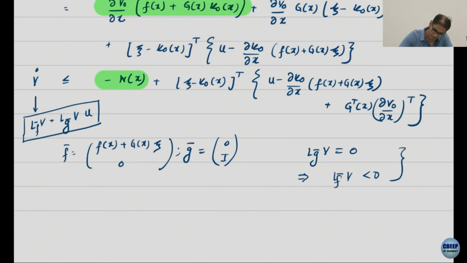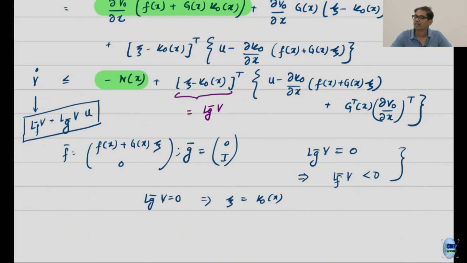So this guy is actually equal to L_g bar V. Okay. So L_g bar V equal to 0 implies what? L_g bar V equal to 0 implies psi is equal to k naught x. Exactly the thing that we wanted anyway. Remember, somehow it came back. And if psi is equal to k naught x, you know that everything here goes to 0. By the way, these were all drift terms also, right? This multiplied by this was also a drift term, part of L_f bar V, but because psi minus k naught x is equal to 0 if L_g bar V is 0, all of these go away.